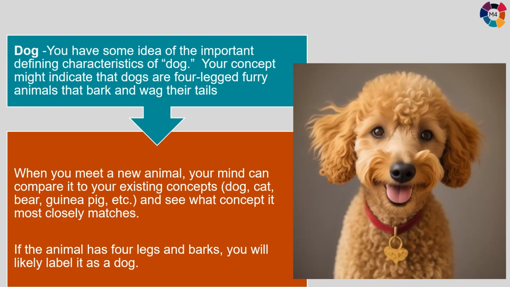So you have some idea of the important defining characteristics of dogs. Your concept might say the four-legged furry animal, it might bark, it might wag its tail like we mentioned before. And then when you meet a new animal, your mind compares it to all of your existing concepts. Dogs, cats, bears, guinea pigs, all of those, and see which concept it most closely matches. If the animal has four legs and barks, you will likely label it as a dog.